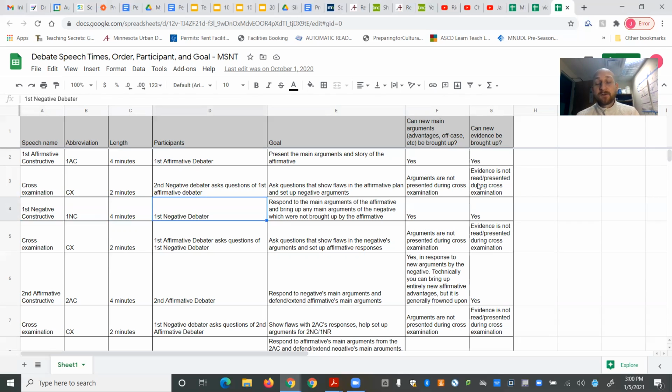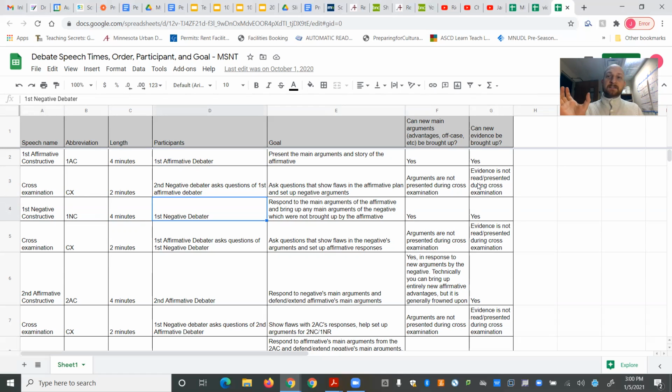Okay, after that cross-examination, we have the first negative constructive, which is 4 minutes long. And this is done by the first negative debater, the 1N. So you'll notice in the cross-examination before this, we had the second negative debater do the questions. And now in the first negative speech, it's the first negative debater who's giving the speech.